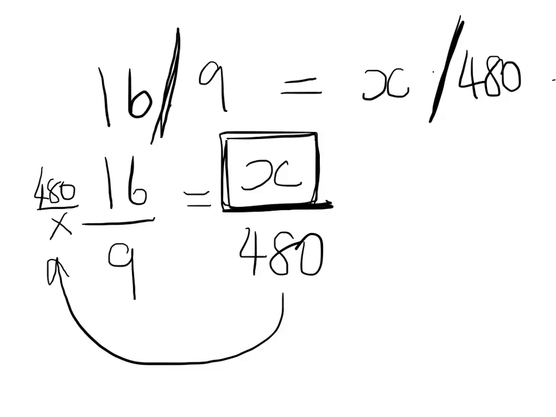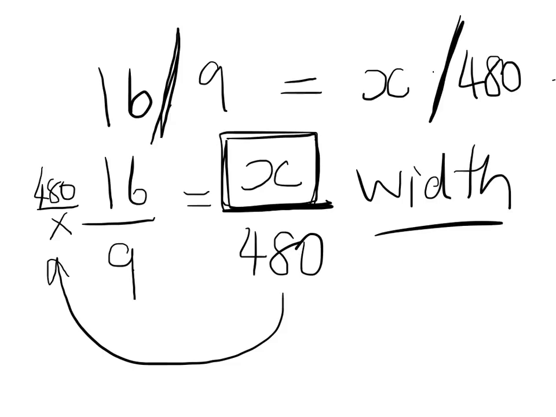So I can go 480 times 16 over 9 is X, and that is the width of my video. So let's work that out on my calculator. Because I've brought a calculator into the exam with me, I know that my width is 480 times 16 over 9, which is 854. It's actually 853.3 recurring, but probably that should be 853, we'll say.